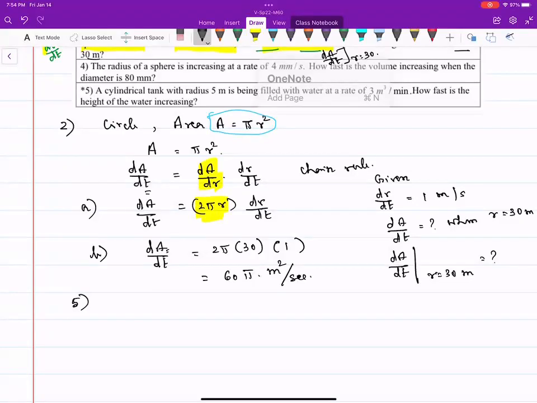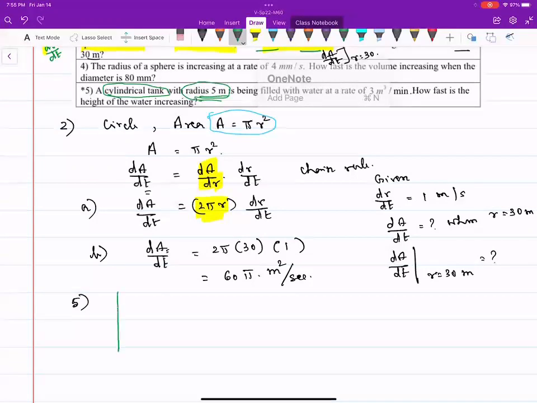So let's try number 5. A cylindrical tank with radius 5 is being filled with water at a rate of 3 meter cube per minute. How fast is the height of the water increasing? So we are talking of a cylindrical tank. The radius is 5 meters. The radius does not change. Throughout the cylinder, the radius will be constant.